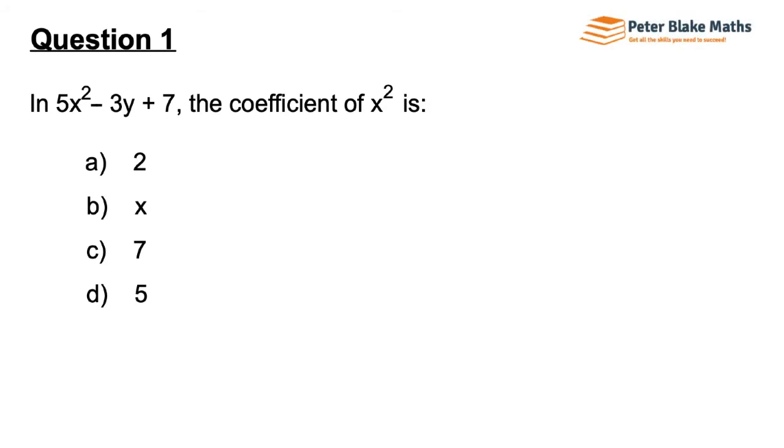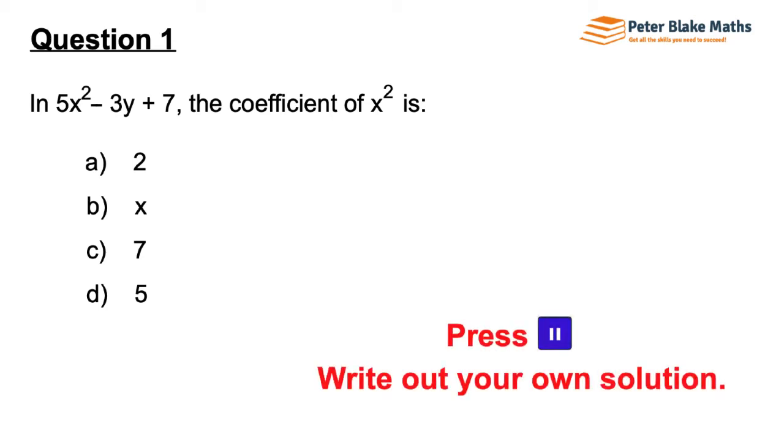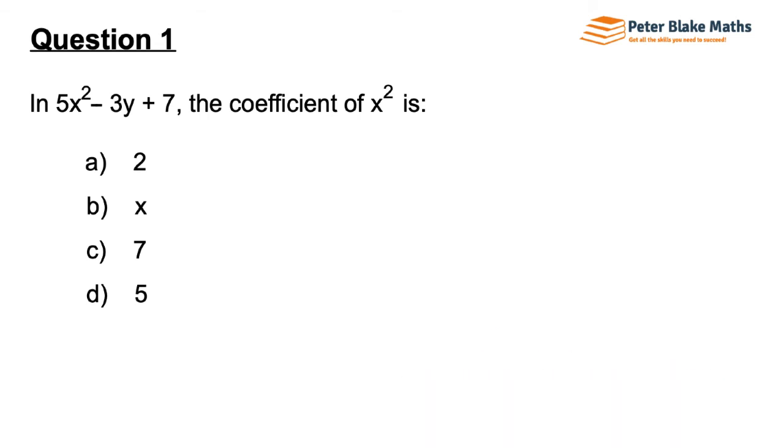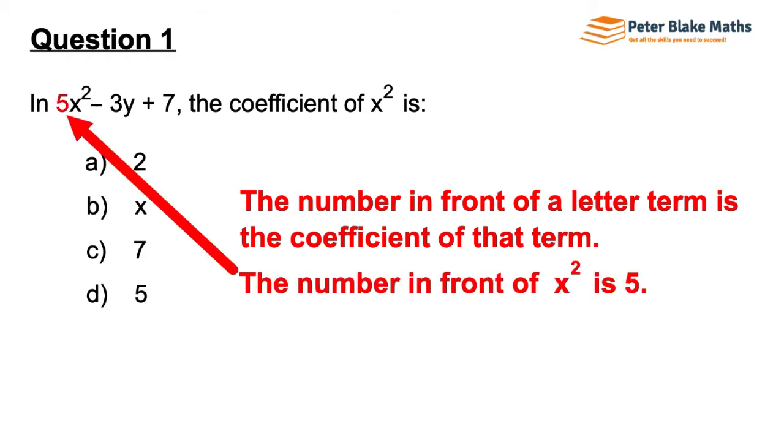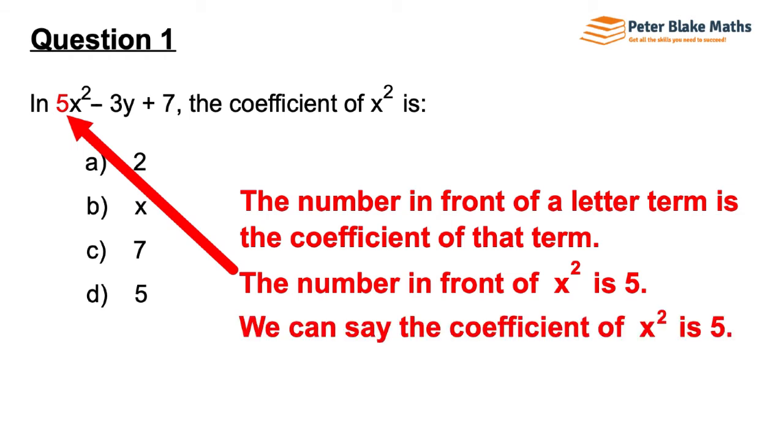Question 1. In 5x squared minus 3y plus 7, the coefficient of x squared is... The number in front of a letter term is called the coefficient of that term. The number in front of x squared in this case is 5. So we can say that the coefficient of x squared is 5.